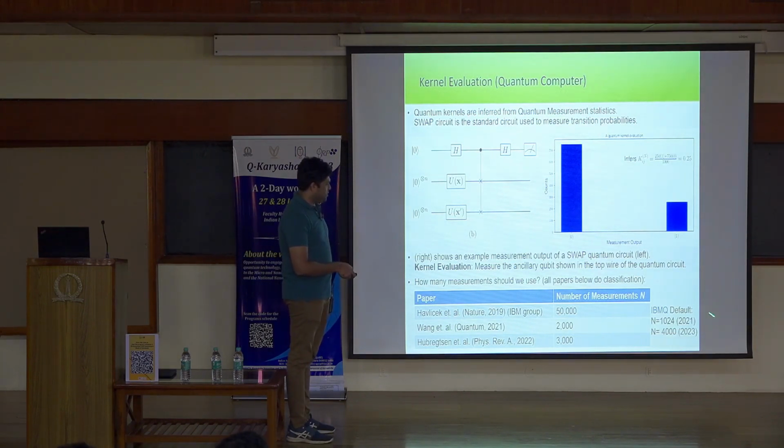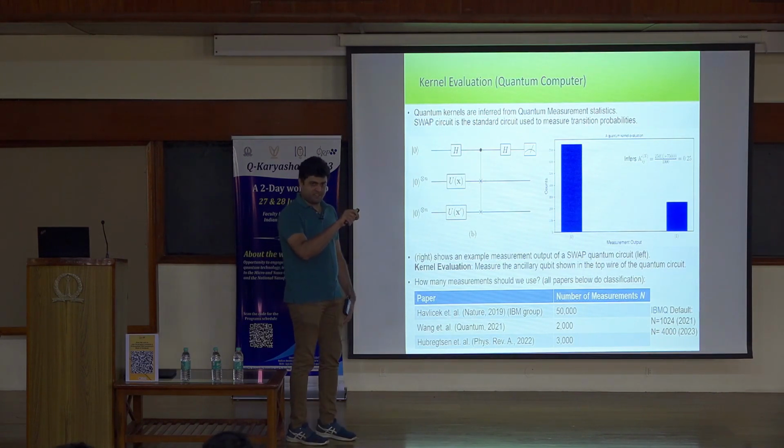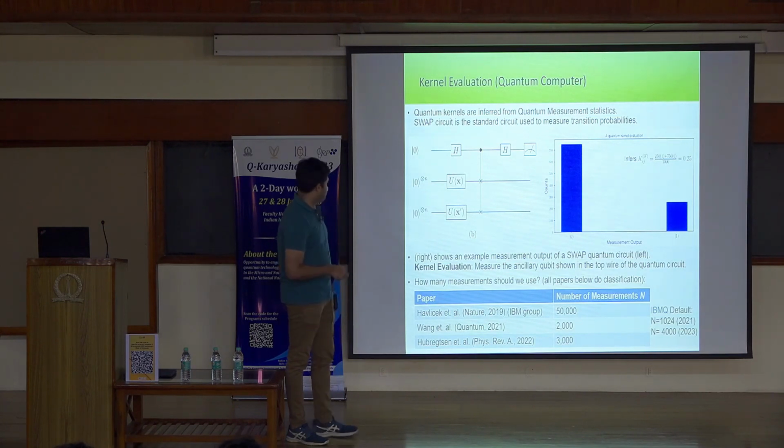And IBM Q defaults were 1024 in 2021, and now they give you 4,000 measurement shots. It's actually a variable you can set when you use Qiskit or any of those at the back end.